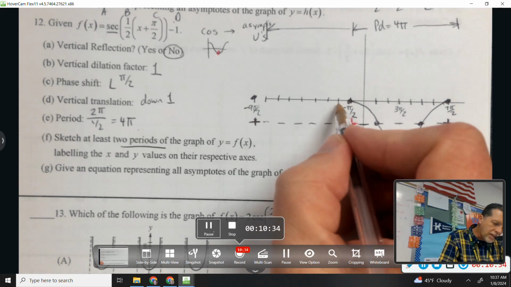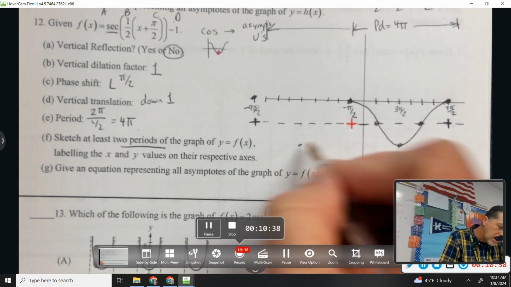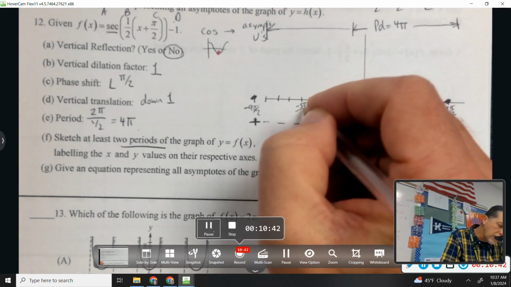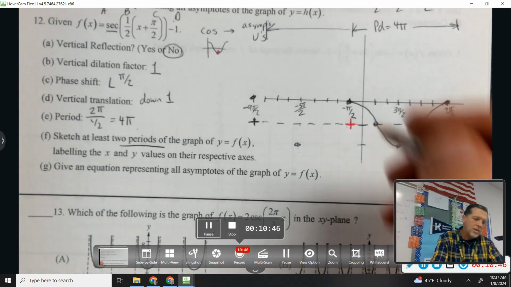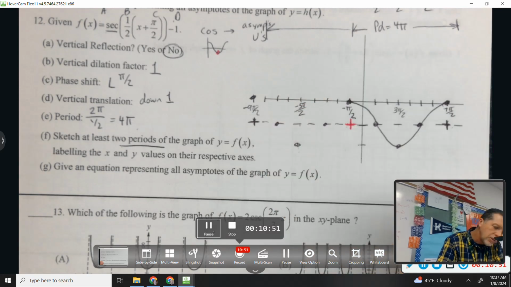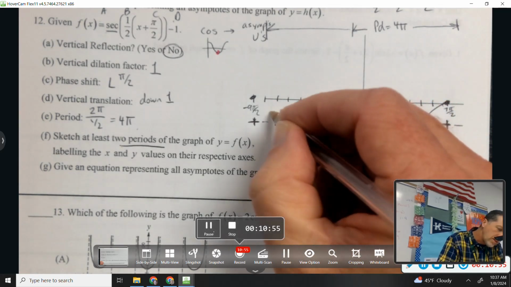Starts at a max. Halfway in between, we're at a min. Let's see, that's negative 5 pi over 2. And if all your marks are right, you don't have to label them all. Halfway in between there, 0. Halfway in between there, 0. Concave down, concave up, concave down.